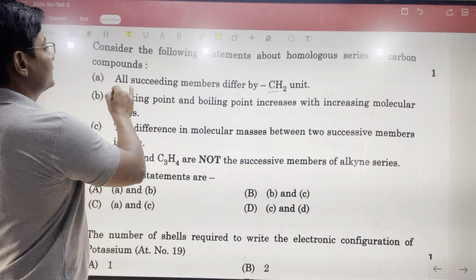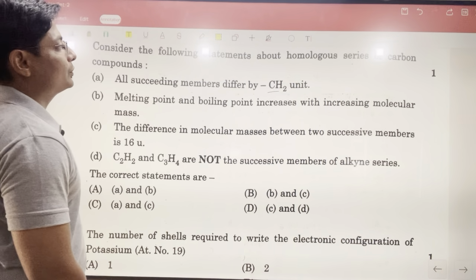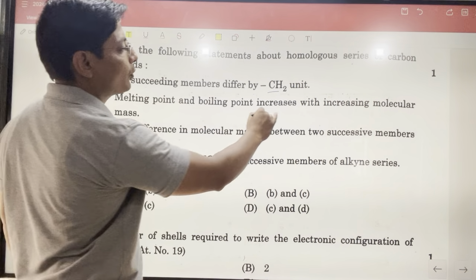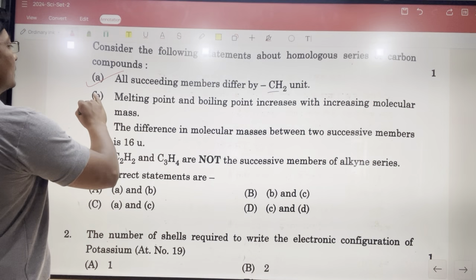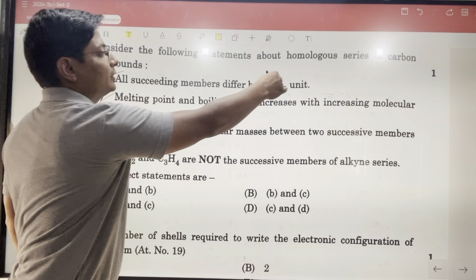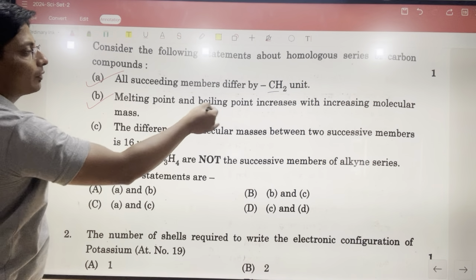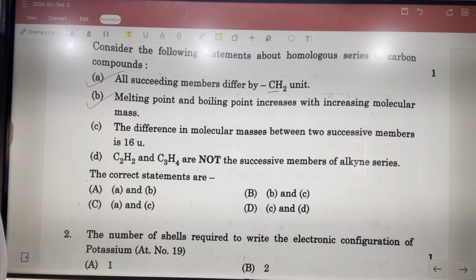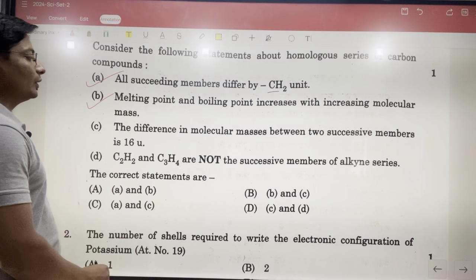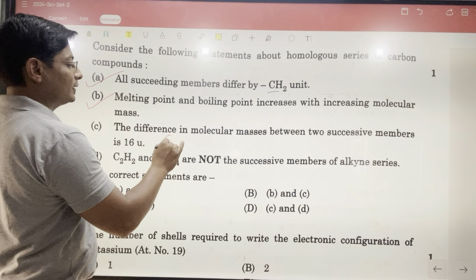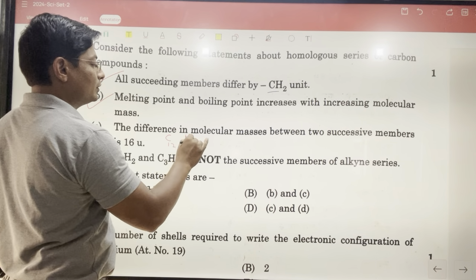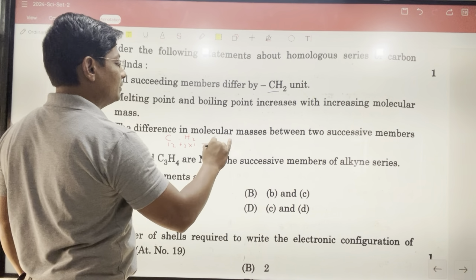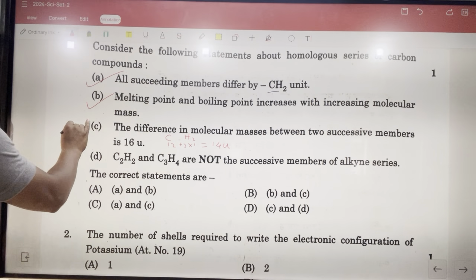So here its first statement says that all succeeding members differ by CH2 unit, which is a correct statement. Then the second statement is melting point and boiling point increases with increase in molecular mass. Which is also correct because as the CH2 increases, the corresponding molecular mass of the next element will also increase. So the difference in molecular masses between two successive members is 16U. So here carbon's molecular mass is 12 and here H2, so 2 times hydrogen's molecular mass is 1. So therefore it is going to become 14U, which is an incorrect statement here.